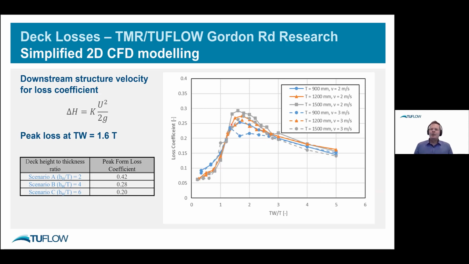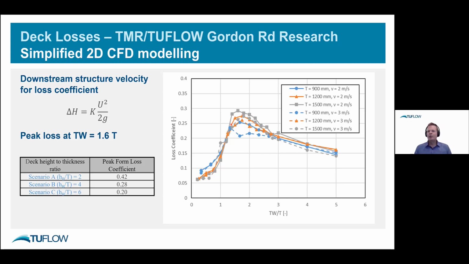This is what happens now to all of those curves. If we normalize in the vertical direction, we compare the energy loss, or the upstream-downstream height difference, to the theoretical velocity head of the flow. On the horizontal axis, I'm now renormalizing tailwater with respect to the bridge thickness T. You can see now that that family of curves has all collapsed pretty much into one curve.